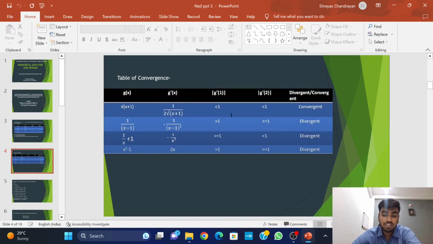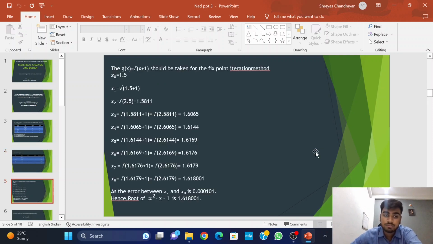Third equation, 1 upon x plus 1, where g dash x is equal to minus 1 upon x square. So g dash 1 is greater than or equal to 1 and g dash 2 is less than 1. Therefore, the equation is divergent. Fourth equation is x square minus 1, where g dash x is equal to 2x and g dash 1 is greater than 1 and g dash 2 is greater than or equal to 1. Therefore, the given equation is divergent.